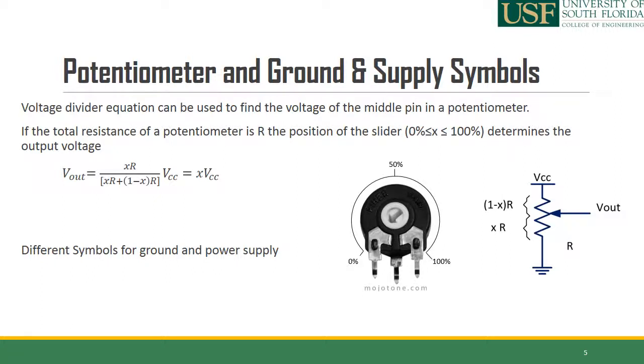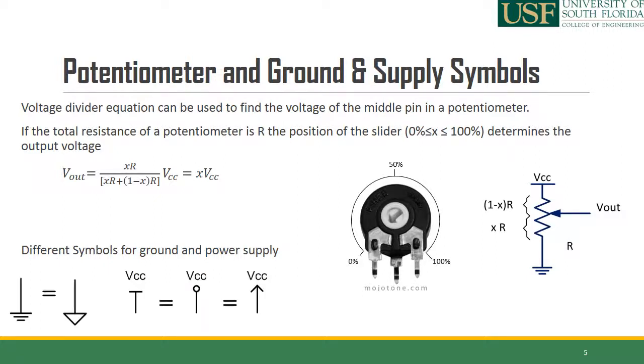And of course, if we put the middle pin in the middle of the range, X would be 50% and Vout would be half of the VCC. So we can get anything from 0% to 100% of the VCC by turning this knob, or the middle pin, and positioning it at the right percentage.